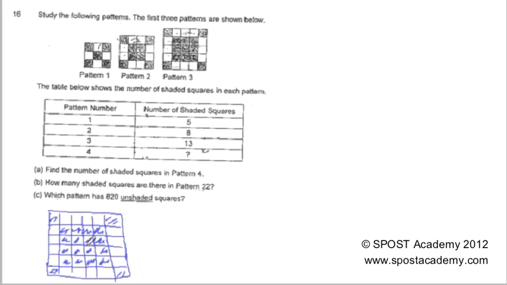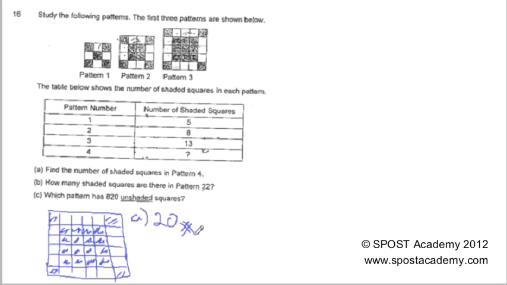Okay, so find the number of shaded squares in pattern 4. If you wish to draw it and give them the answer, you can read from here that it is actually a total of 4 times 4 over here, which is 16, plus 4, which is a total of 20. So question A, the answer is 20 shaded squares.